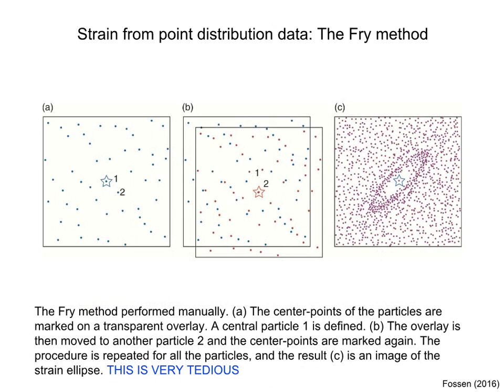First, the center points of the particles are marked on a transparent overlay, and a central particle, one, is marked as well. Then, we move that mark to another particle center, let's say 2, and mark the center points of the particles again. Here it is important to move the overlay just along the horizontal or the vertical. This procedure is repeated for all the particles, and the result is a central void marking the strain ellipse as shown in Figure C. However, this method is rather tedious.